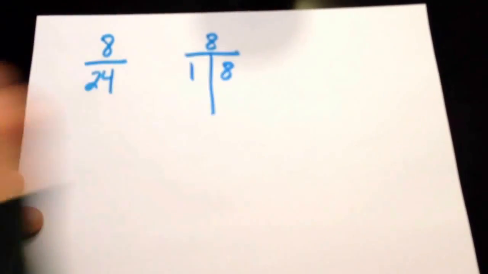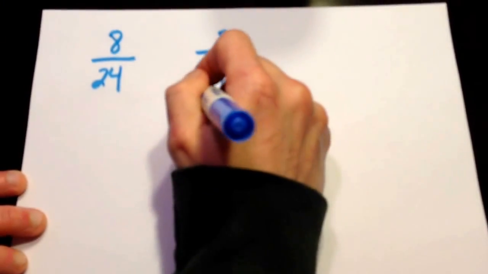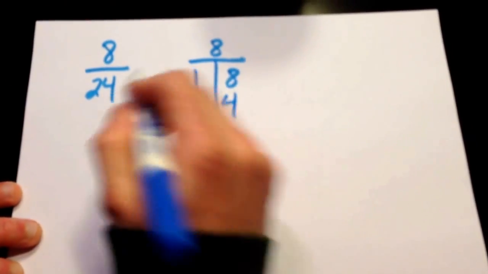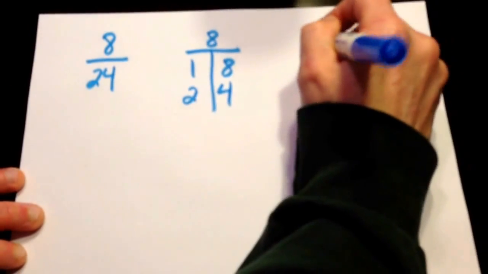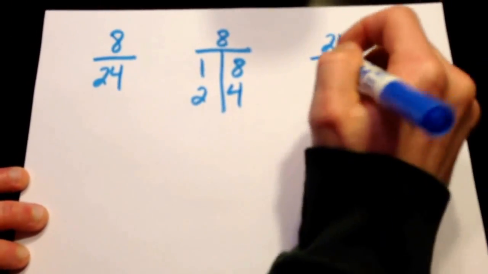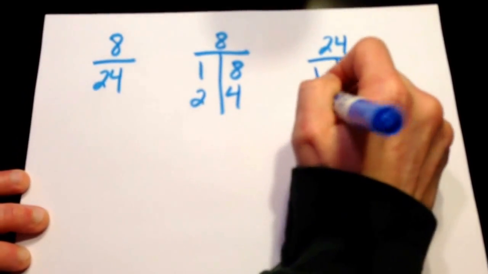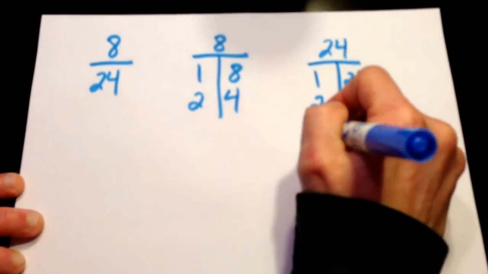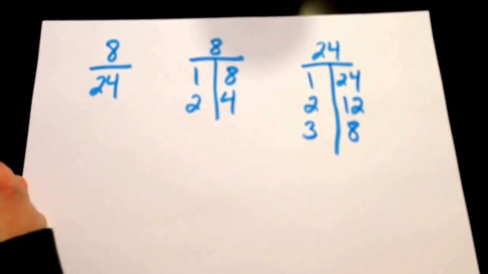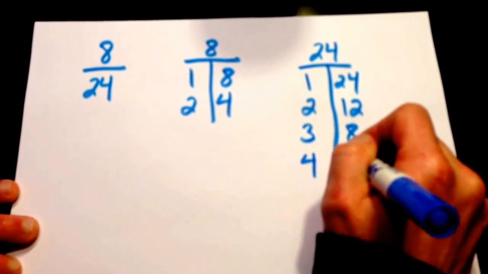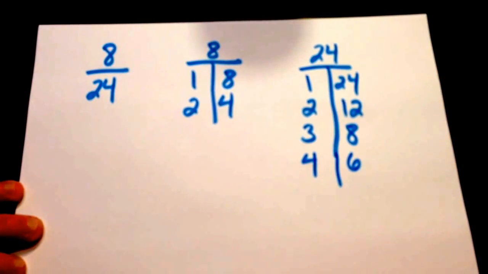1 times 8 and 2 times 4. Now go to your denominator. Let's find the factors of 24. 1 times 24, 2 times 12, 3 times 8 gives me 24, and 4 times 6 gives me 24.